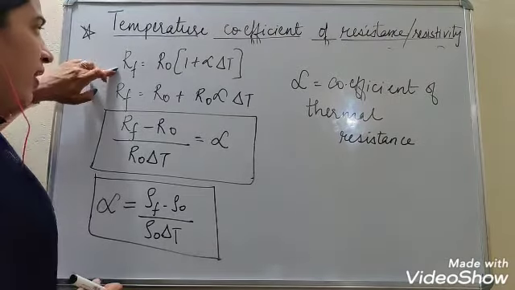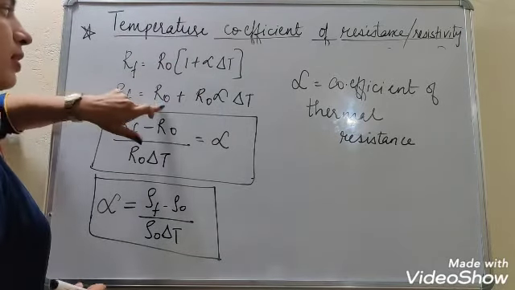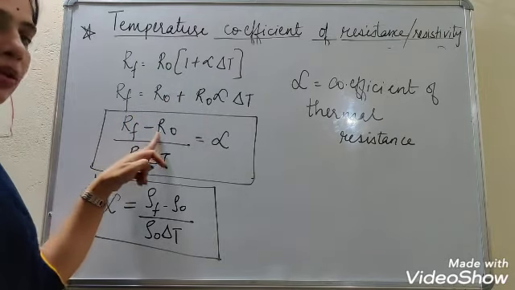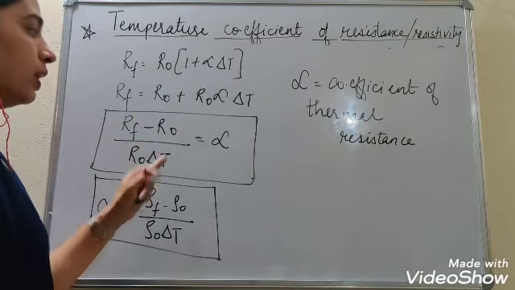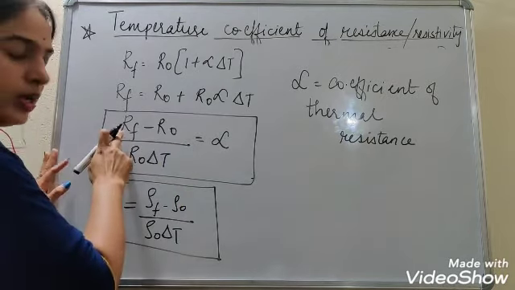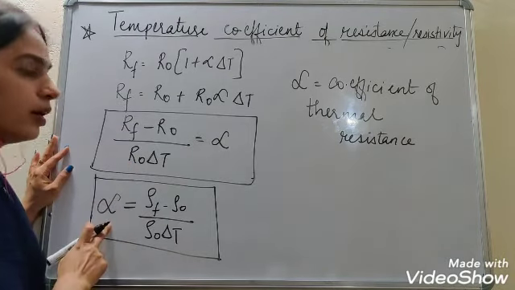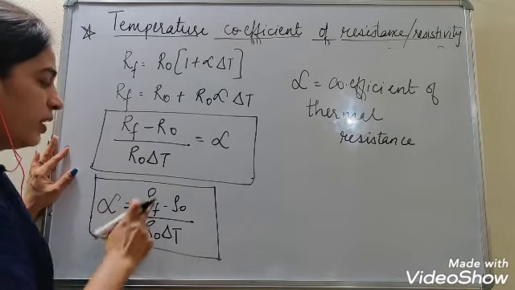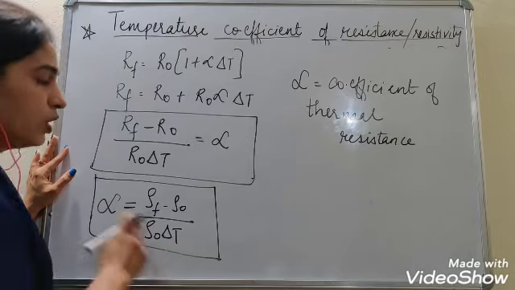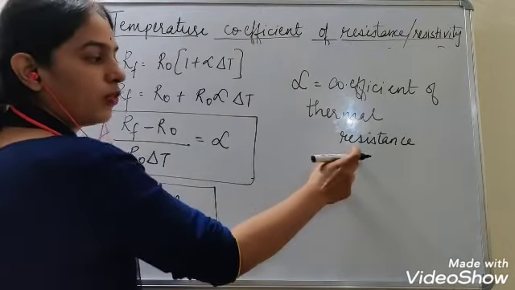So we have R final is R naught into 1 plus alpha delta T. Expanding, R final is R naught plus R naught alpha delta T. Taking R naught this side, R final minus R naught upon R naught delta T is alpha. And since rho is directly proportional to resistance R, we can directly write for rho also: alpha is rho final minus rho initial upon rho initial delta T. So this is the expression for the coefficient of thermal resistance.